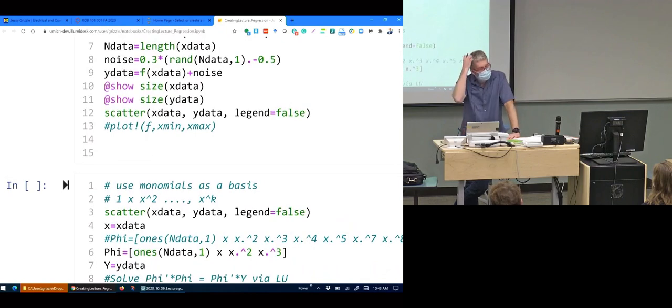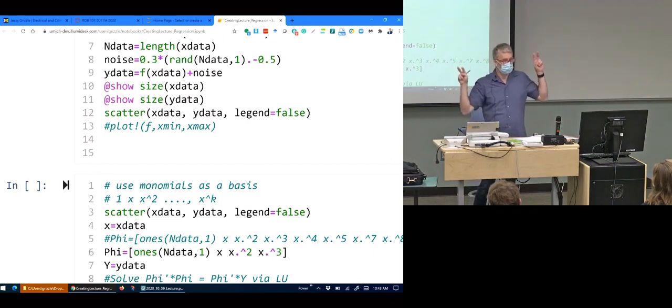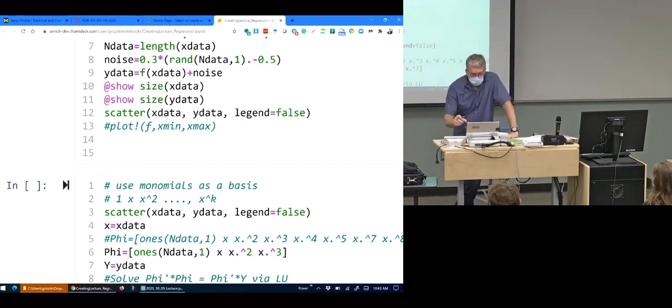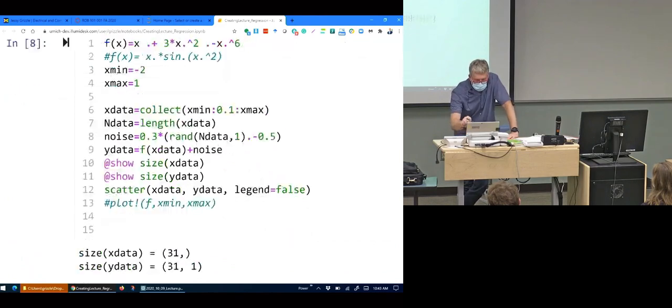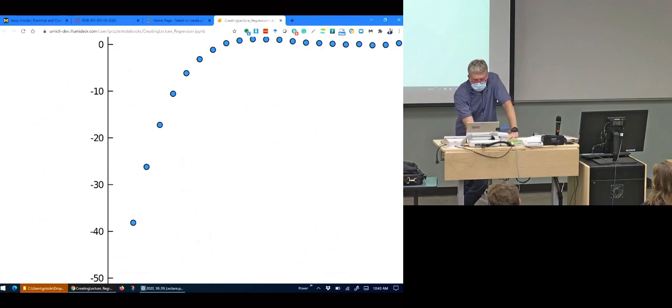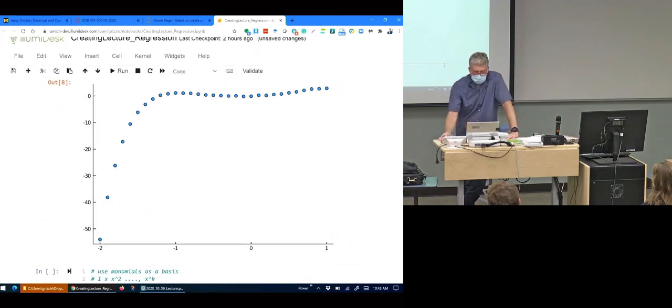And then I'm going to add noise. I'm going to simulate my error, my measurements not being perfect. We call it noise, okay? And then I'll do a scatter plot. So let's just run this. Okay, so here's my data.